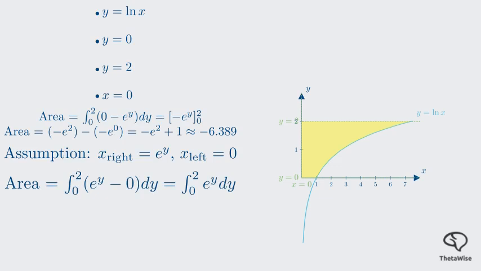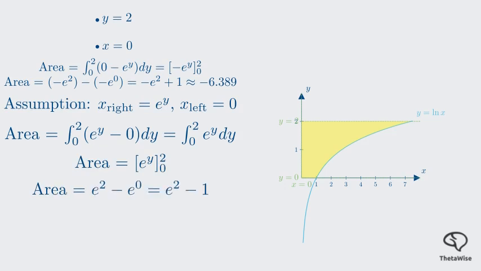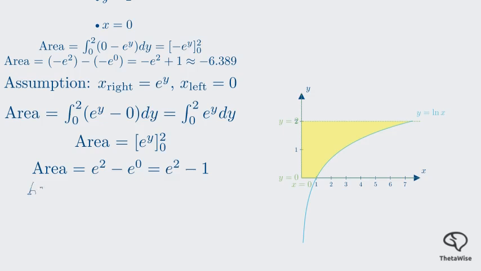Our integral becomes the integral from 0 to 2 of e to the y minus 0 dy. The integral of e to the y is simply e to the y. So we have e to the y evaluated from 0 to 2. This gives us e squared minus e to the power of 0. Remember that any number to the power of 0 is 1. So the area is e squared minus 1. Calculating this, e squared minus 1 is approximately 6.389 square units. This is a positive area, which makes physical sense.